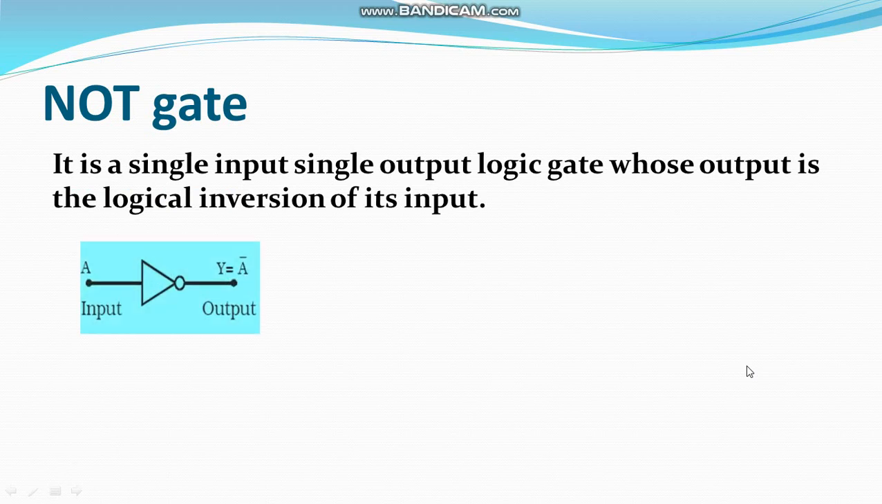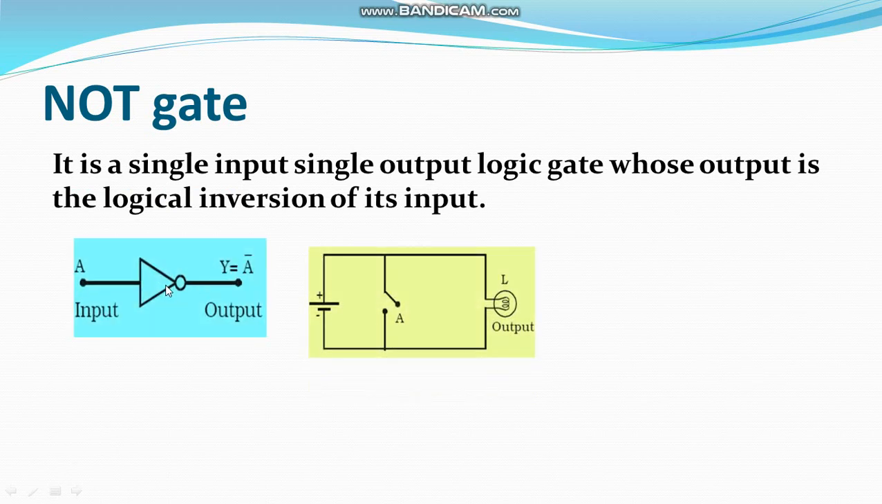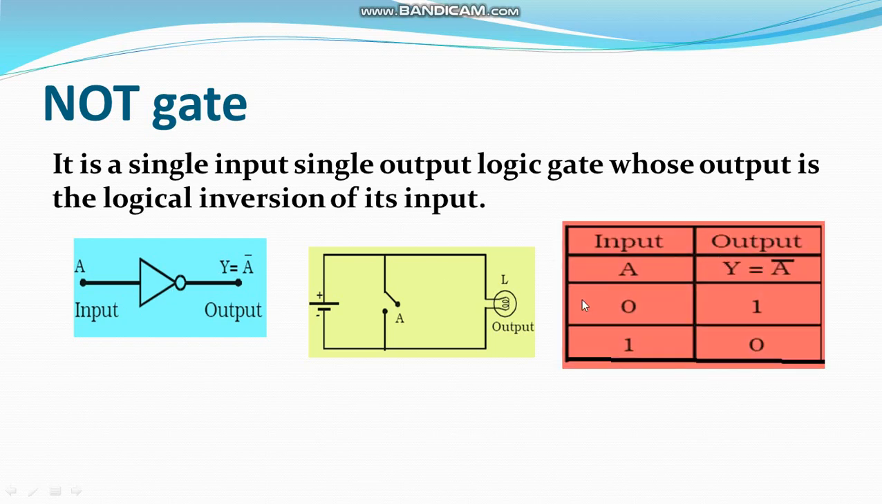NOT gate: this is the logical symbol, the electric circuit, and this one is the truth table. So here the input is either 0 or 1, and the output is its opposite. Two possibilities are there to get output. When I say 0, then it gives output 1. See here, logical inversion: what I am saying, it is doing the opposite. If I say 1, then it gives 0.